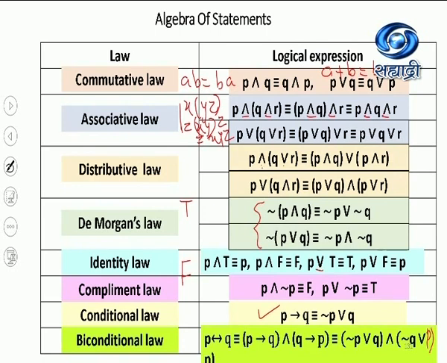Distributive law: P and (Q or R). I'm opening the bracket: P and Q, or P and R. This is the distributive law of conjunction over disjunction. P or (Q and R) is (P or Q) and (P or R). Please note, this is one of the important laws that you have to use in the exam. Negation law we have already seen. Identity law is very important. I would like you to repeat it.